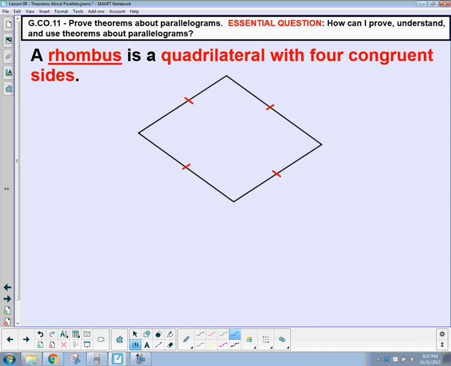A rhombus is a quadrilateral with 4 congruent sides, hence 4 tick marks. Sometimes you see this and it looks like a square, but when we talk about a rhombus, we just need to associate the fact that all 4 sides are congruent.